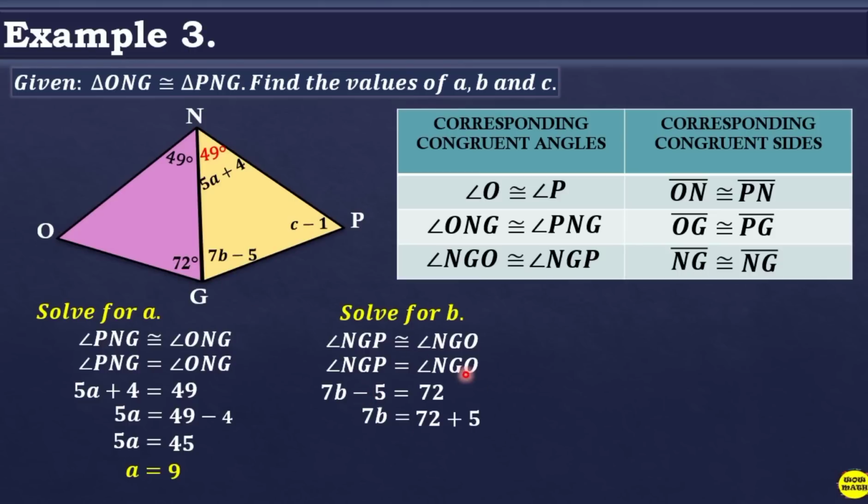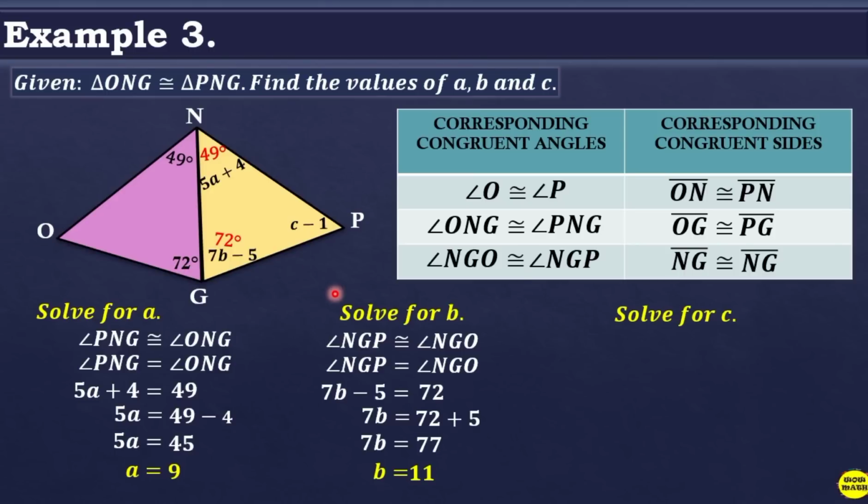Transpose natin ito. This will become plus 5. So, 7B is equal to 77. Divide both sides by 7. So, 77 divide 7, that is, B is equal to 11. So, pag sinubstitute natin dito sa 11, 7 times 11, 77, minus 5 is 72 degrees. So, kapareho siya nitong angle na to.